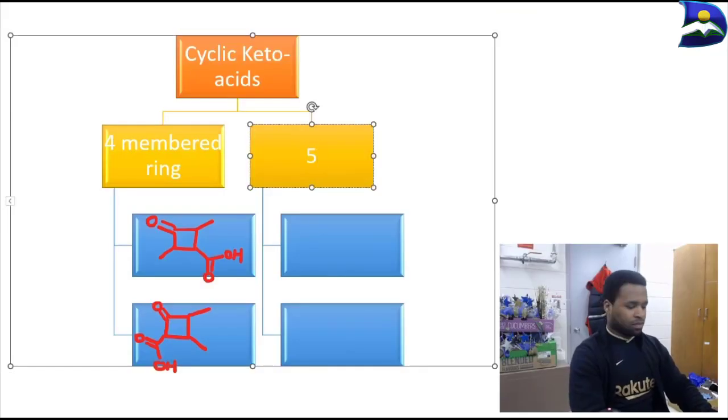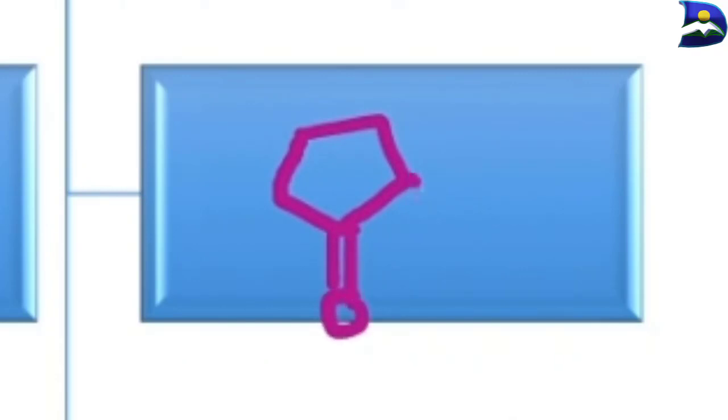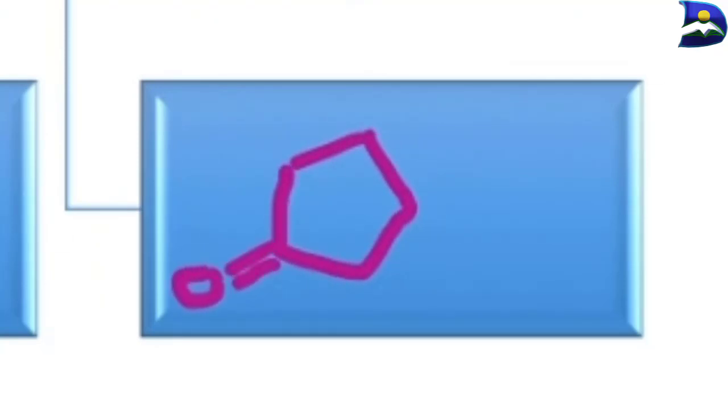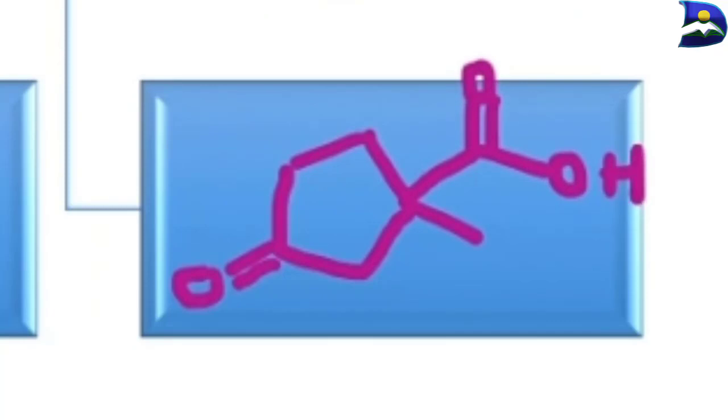Now this leads us to the 5-membered ring version, where we have our cyclopentanone and our carbon 2 is attached to 2 groups. One is our methyl group and the other our carboxylic acid group, while in the other version here we have a shift in the position from position 2 to position 3 within the ring, but we have the same functional groups, which are the methyl group and the carboxylic acid, all attached to that carbon 3 within the ring.